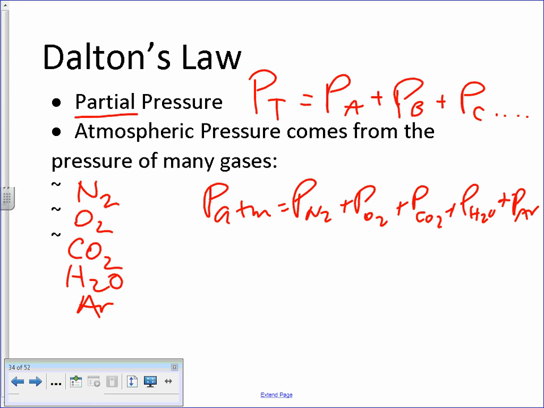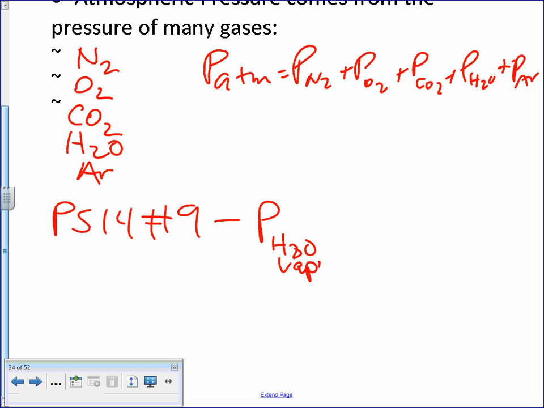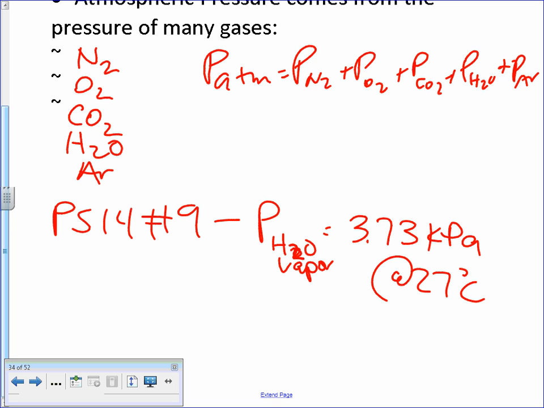On number 9, before I forget, number 9 on PS14, here's what I need to tell you. Just make a note for yourself, because I forgot to put the partial pressure of water vapor in the problem for you. So here we go. PS14, number 9. The partial pressure of water vapor is 3.73 kPa at 27 degrees C. That's a given. Okay, that's on number 9.